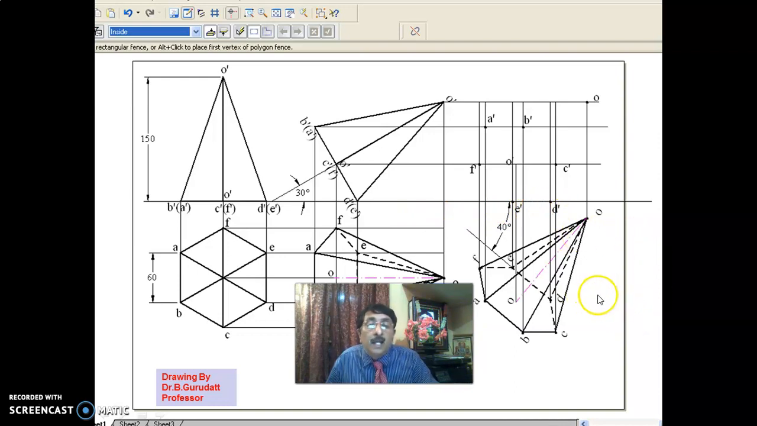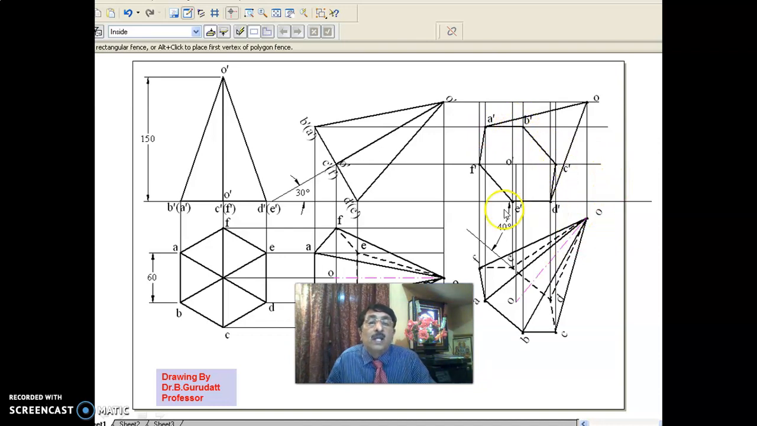As I've told you in earlier sessions, the first step is always the outer boundary. In that way, the outer boundary is darkened, 0.5 mm thickness. Now you are looking from here, since base is nearer than the apex, darken the base. In that way, A dash B dash, B dash C dash and C dash D dash, you darken it. Now you count the number of edges. It is 6 plus 2, 8 edges are over. You have to complete 4 more edges. That is O dash B dash, O dash C dash, O dash F dash and O dash E dash.